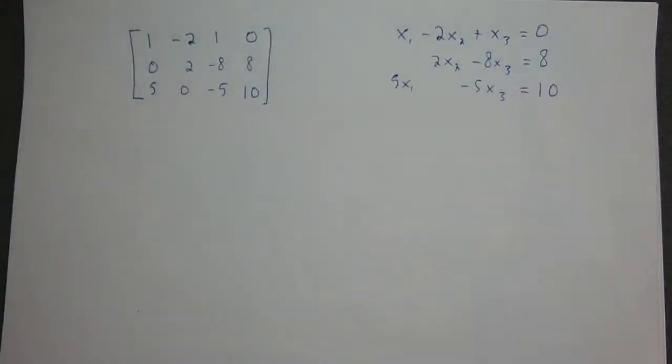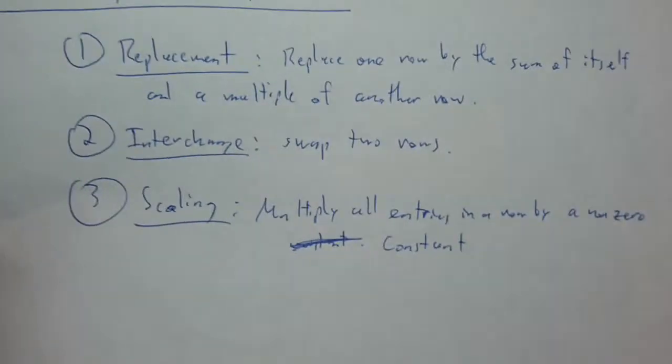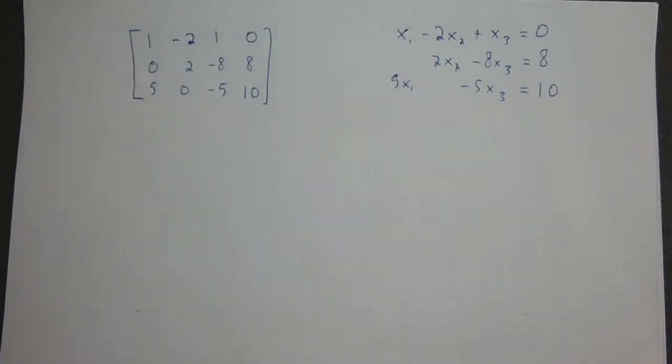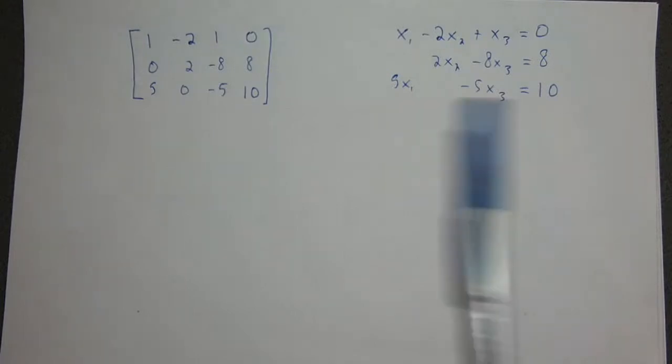Interchange is I can swap the order of the equations. I can always do that, so that's easy to see. Scaling, I can take any of these equations and just multiply it by some non-zero constant. The reason it has to be non-zero is multiplying by 0 destroys all of the info in that equation.